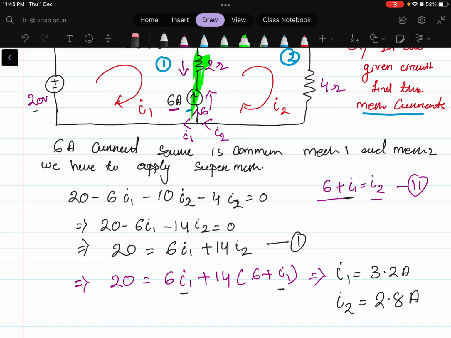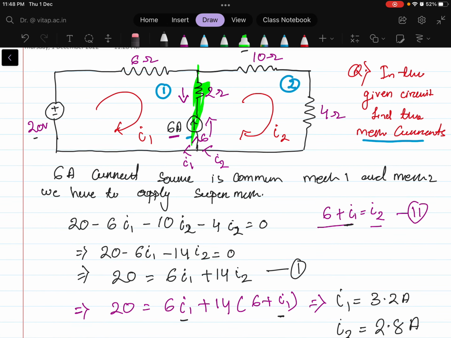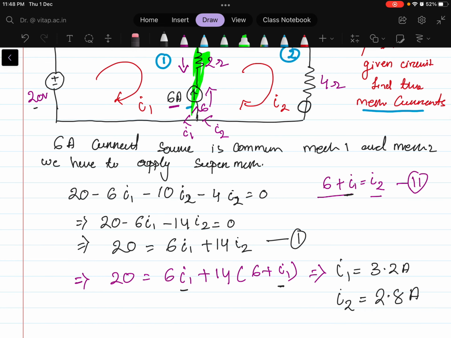Okay, so this is how you can apply mesh analysis for the super mesh technique. When the super mesh technique is applied, if there is a current source common to two meshes, then we use it; if the current source is only in one mesh, then there is no need of applying super mesh, you can do it directly. So this is how you can solve it, and I will be solving one new problem in the next video.